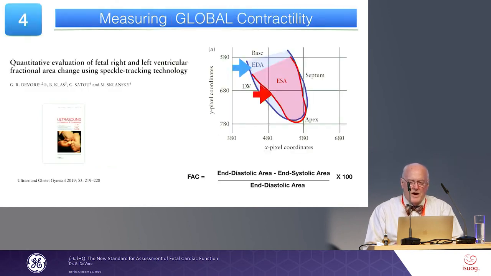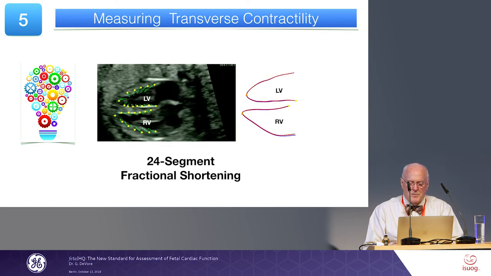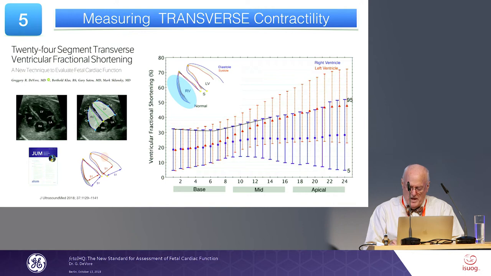Let's look very quickly. Fractional area change measures the end diastolic area minus the end systolic area divided by the end diastolic area, which gives you a value of fractional area change. 24-segment fractional shortening, same concept. Now this is also an important concept that we learned from this experience. If we look, for example, at the right ventricle, the mean fractional area change from the base to the apex is pretty much constant, if you look at this blue line.